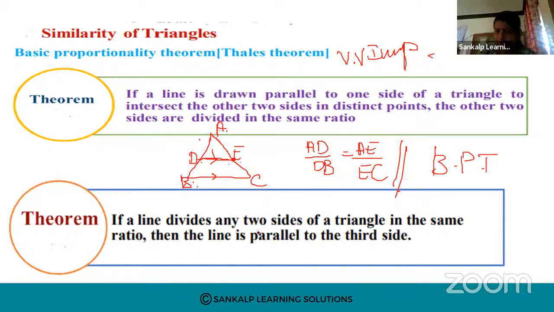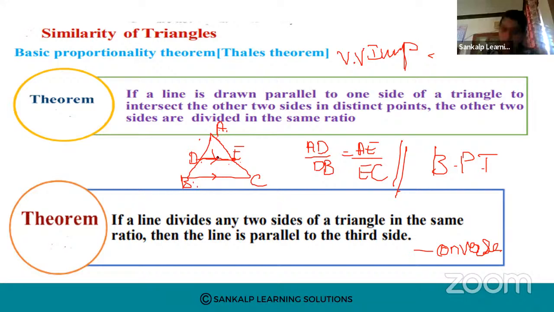If a line divides any two sides of a triangle in the same ratio, this is exactly opposite to the Thales theorem, which we call a converse. Why? Because if a line divides any two sides of a triangle in the same ratio, then the line is parallel to the third side. If two sides are divided in the same ratio, the line is parallel to the third side.